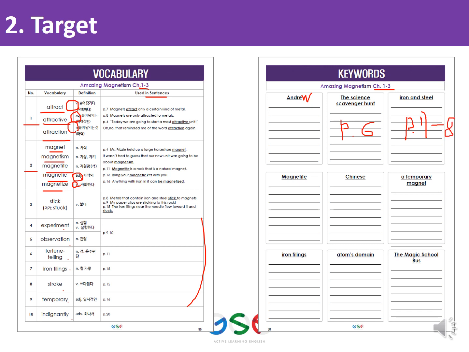Let's talk about the magnetite. Magnetite is one that you can find on page 11. And about Chinese, you can also find the information on page 11 on how Chinese were thinking about magnetite or the stone called loving stone. And we have a temporary magnet. How can we make a magnet for a second or for a few minutes? Just a temporary. That's what you can find.